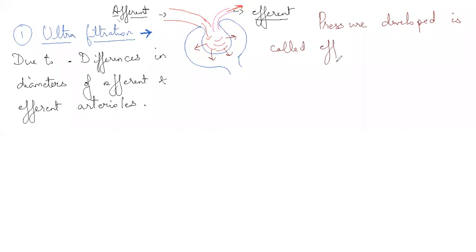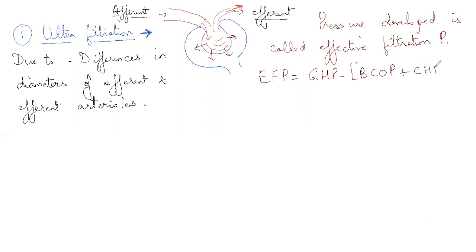इसे हम क्या बोलते हैं? Effective filtration pressure. This is calculated as EFP. Effective filtration pressure is equal to GHP minus BCOP plus CHP. The full forms. P is always pressure in all the cases.